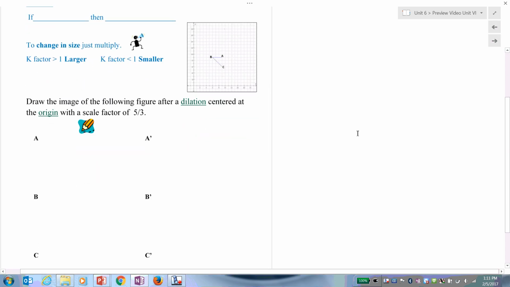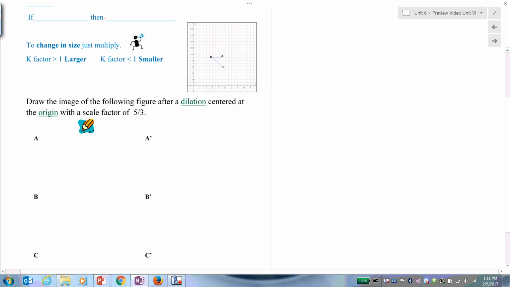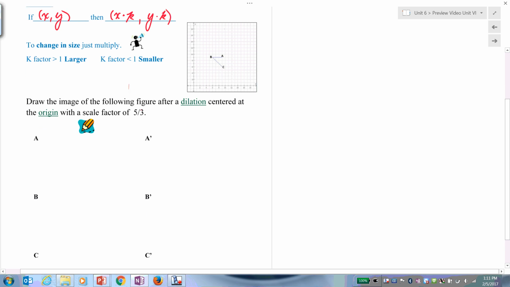Okay, so to change in size, just multiply. Ready? If we have x, y and we want to change, x times k, our K factor, and y times k. Let's have an example. We're going to draw the image of the following after a dilation centered at the origin with the scale factor of 5/3. 5/3 is our K.